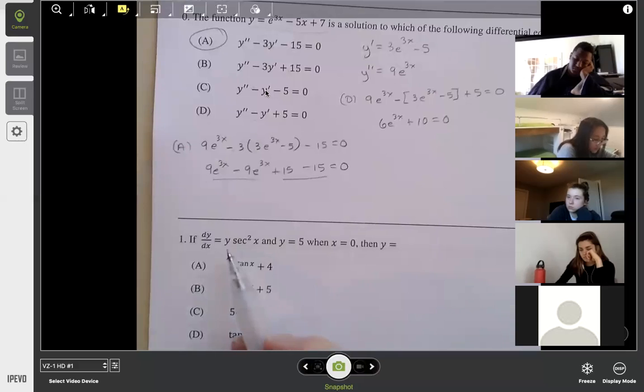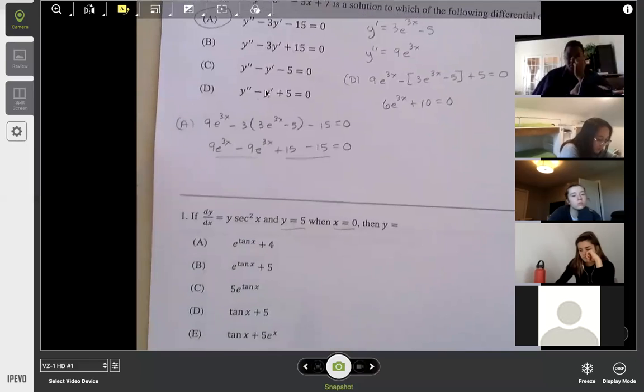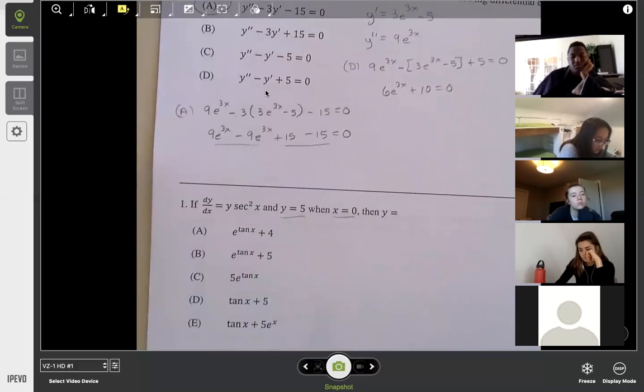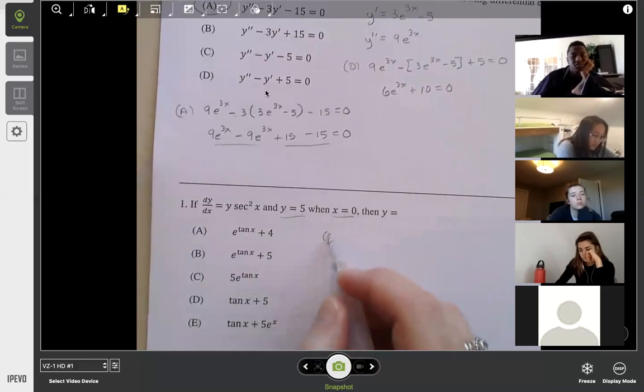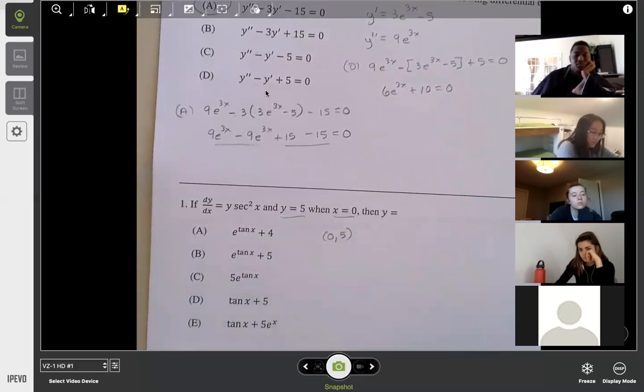So here we're given the differential equation and we're told an initial condition, and we're asked to figure out which one of these functions would be the y function. I would start with the initial condition and see if I can eliminate any possibilities based on that. So like 0, 5, okay? Well, tangent of 0 is 0. e to the 0 is 1. 1 plus 4 is 5. So I cannot eliminate that one.